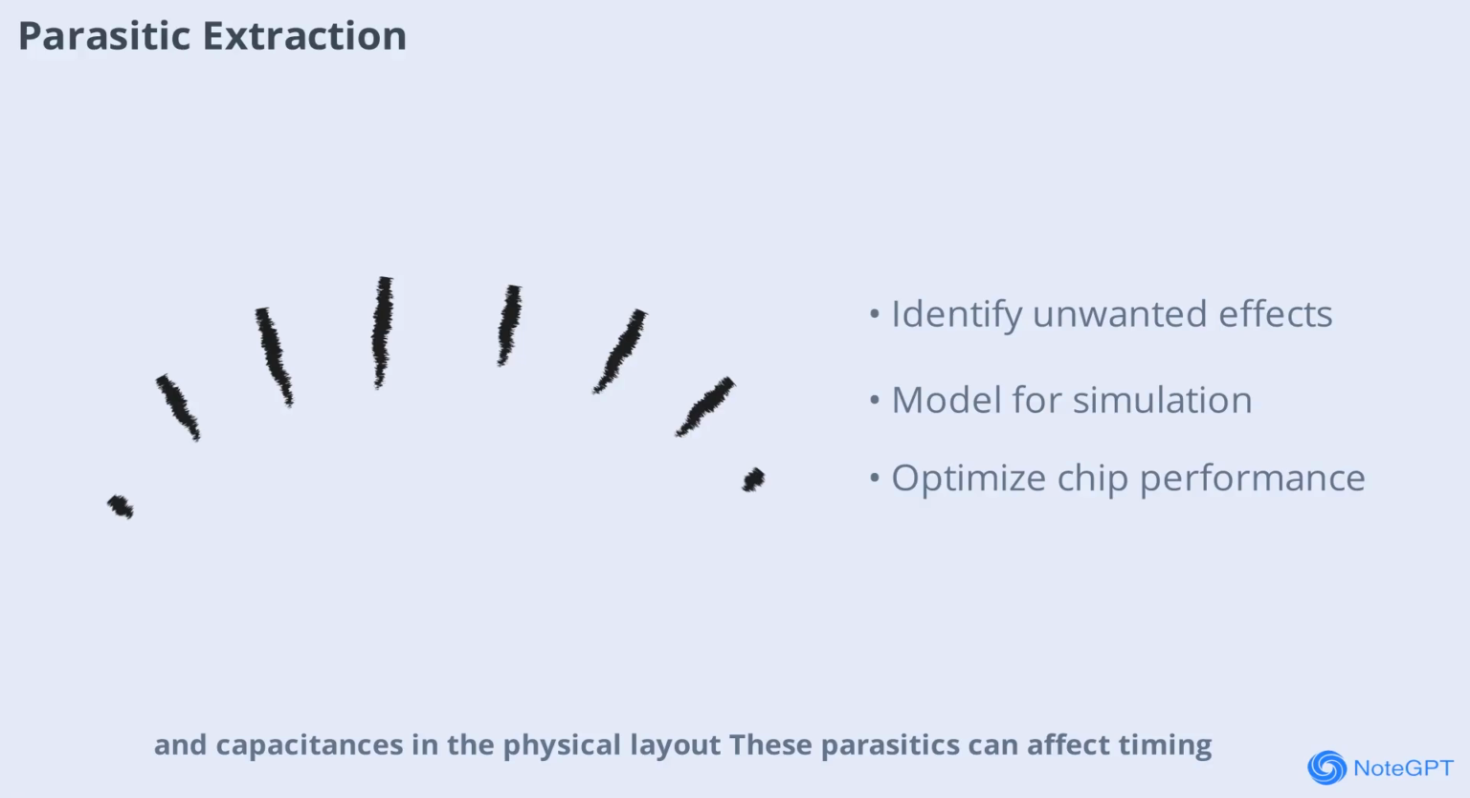These parasitics can affect timing, power, and signal integrity. Extraction tools analyze the layout and generate models for simulation. Accurate parasitic extraction is essential for predicting real-world chip behavior and optimizing performance.